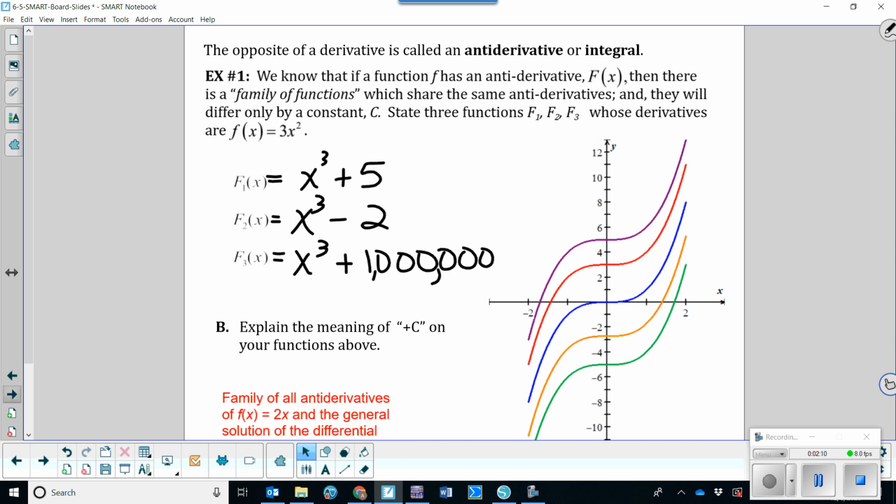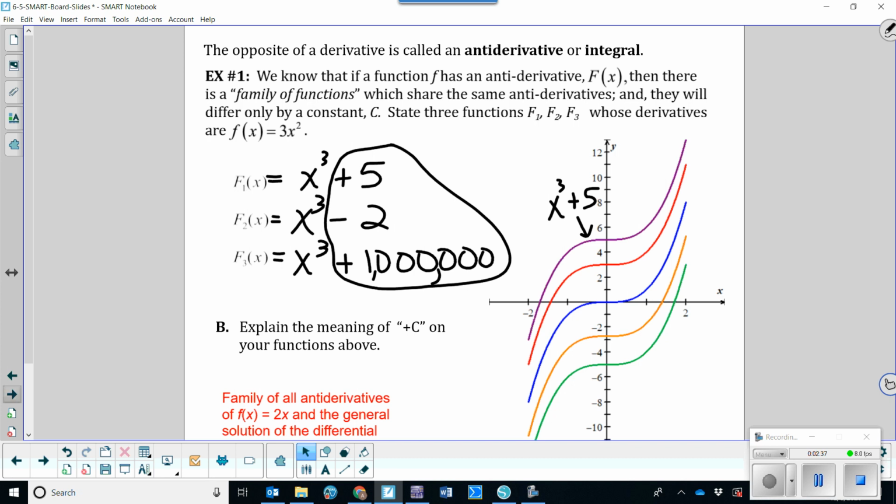So what we typically write for the antiderivative is we are going to put usually plus c. The meaning of these plus c's, these constants, is just the moving up or down of the functions. For example, this purple one right here happens to be exactly x cubed plus 5. So it's simply the graph moved up 5.